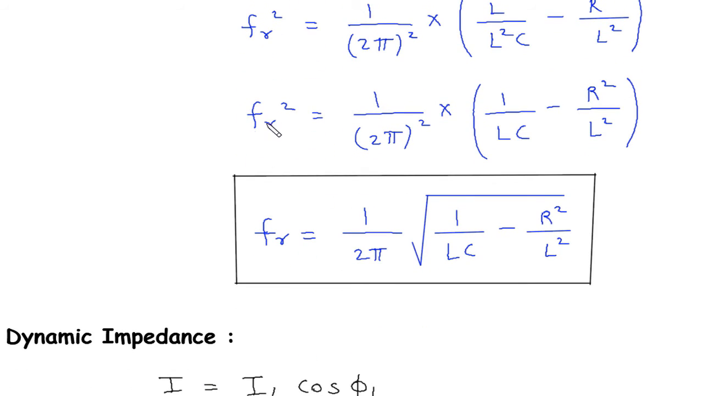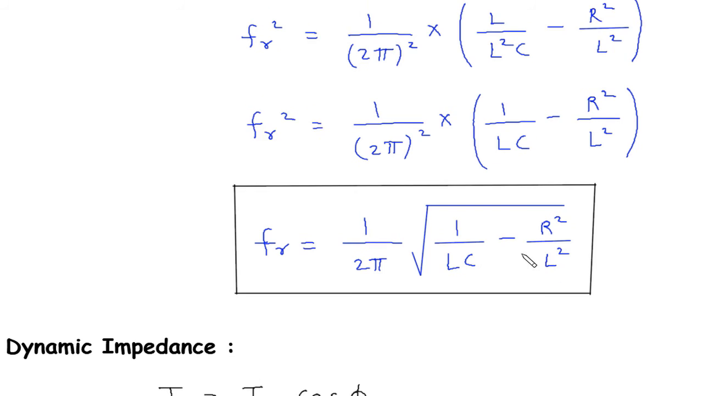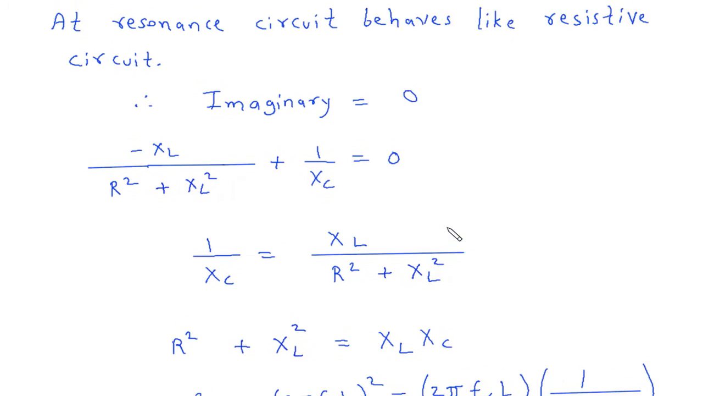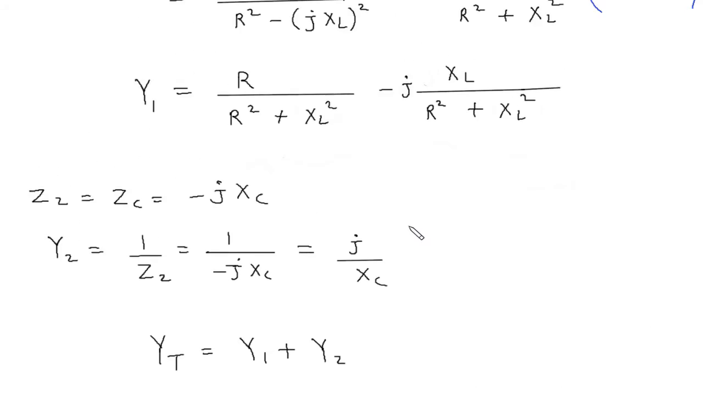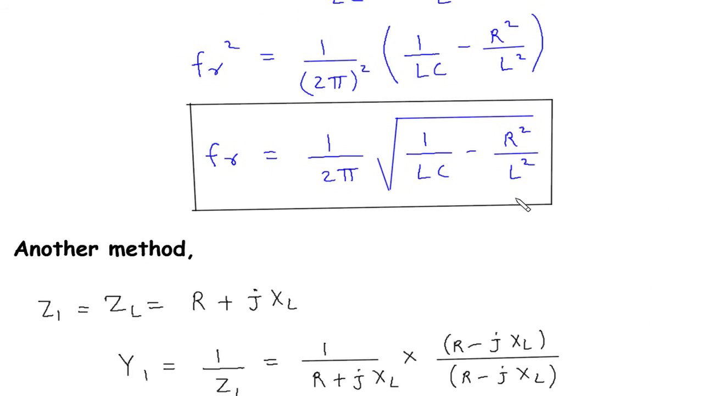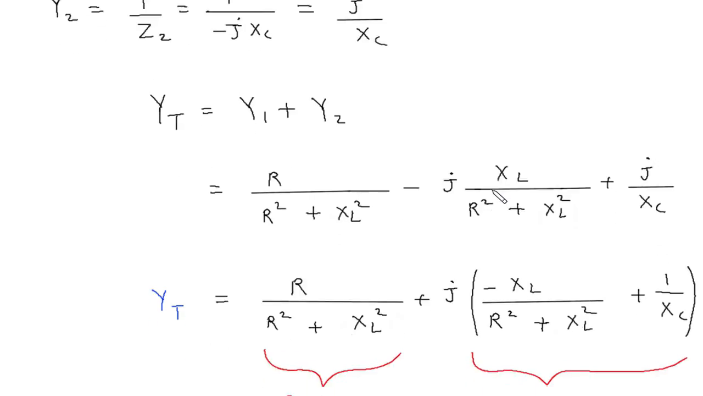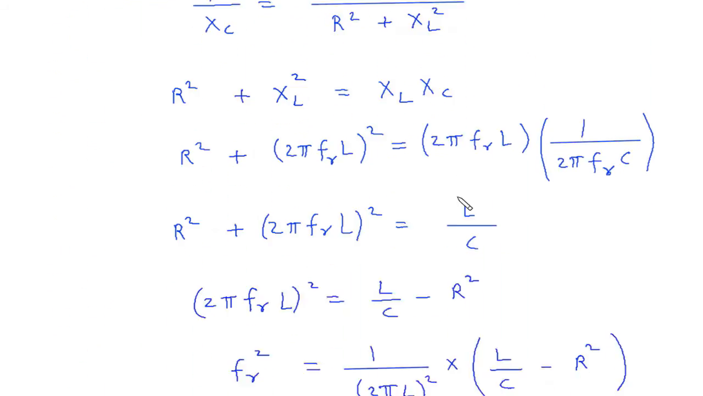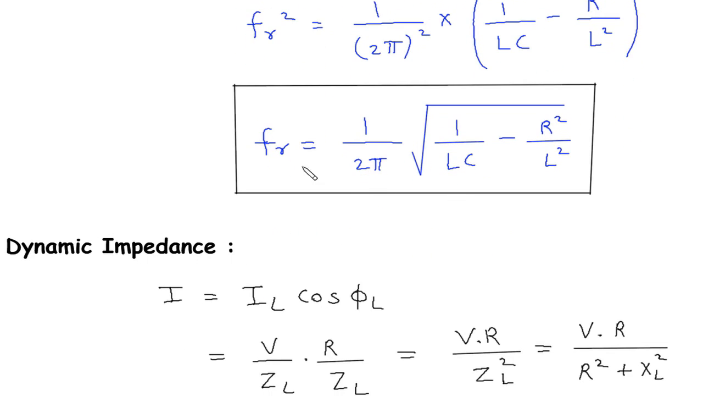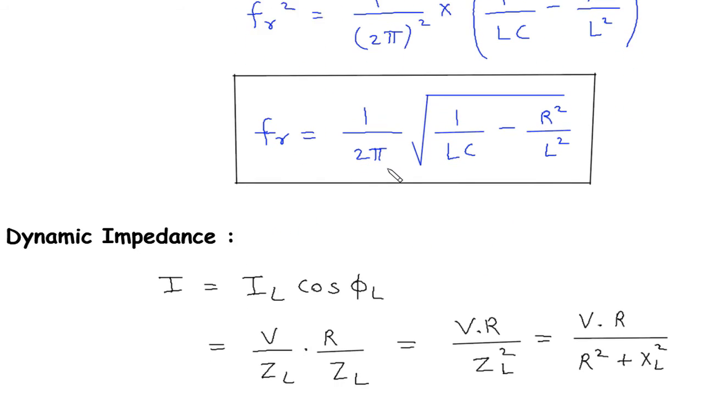Now this is the value for fr square. We have to find fr. So fr is equal to 1 upon 2 pi under root of the same 1 upon LC minus R square by L square. So again, same value for fr. Here also the fr value is the same. So this is the value for resonant frequency.